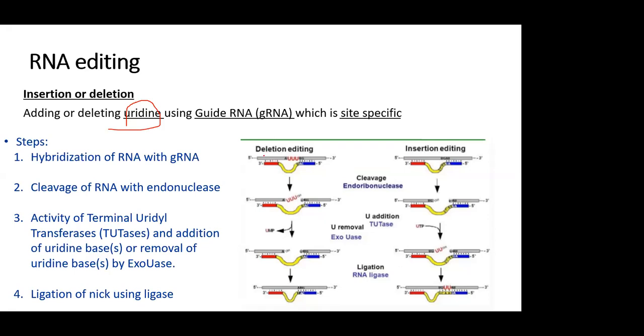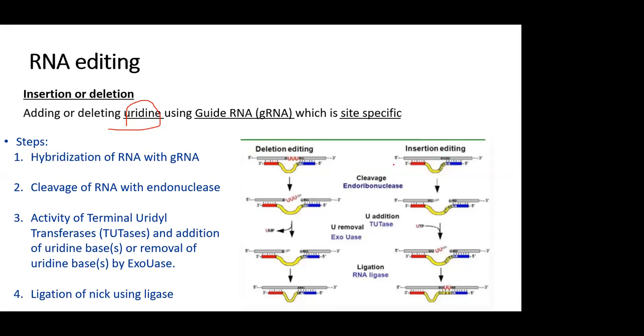So what's going to happen is that this is the mRNA. The guide RNA will come here and attach to these sites in order to keep the mRNA stable in place while the process happens. This is deleting the uridine. We have uridine here, and here we don't have uridine, so we're going to insert some uridine here.